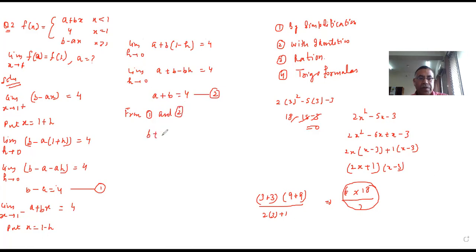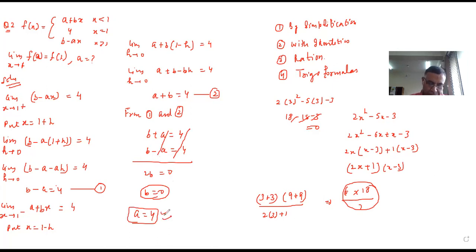This is my b plus a equal to 4. This is my b minus a equal to 4. If I add, this is 2b equal to 0. So my b equal to 0. Substitute the value of b in number 2. So my a is equal to 4. So this is the answer. So a is equal to 4. So this is the second type.